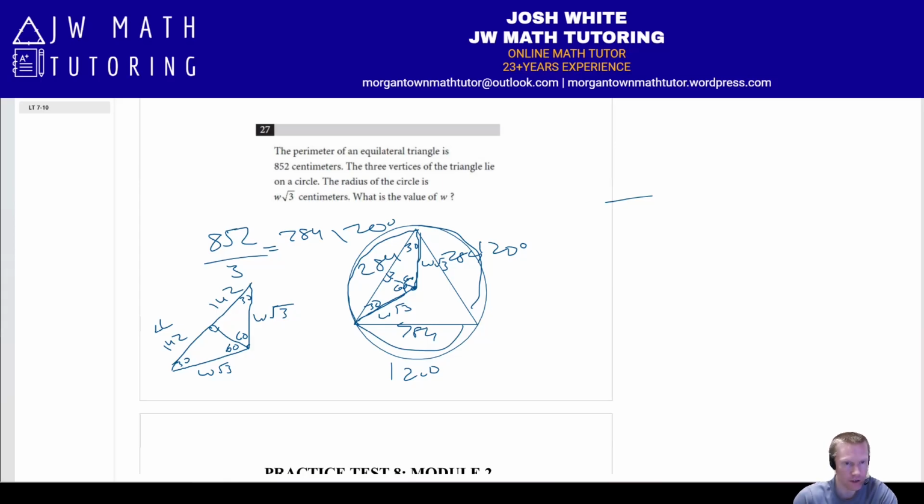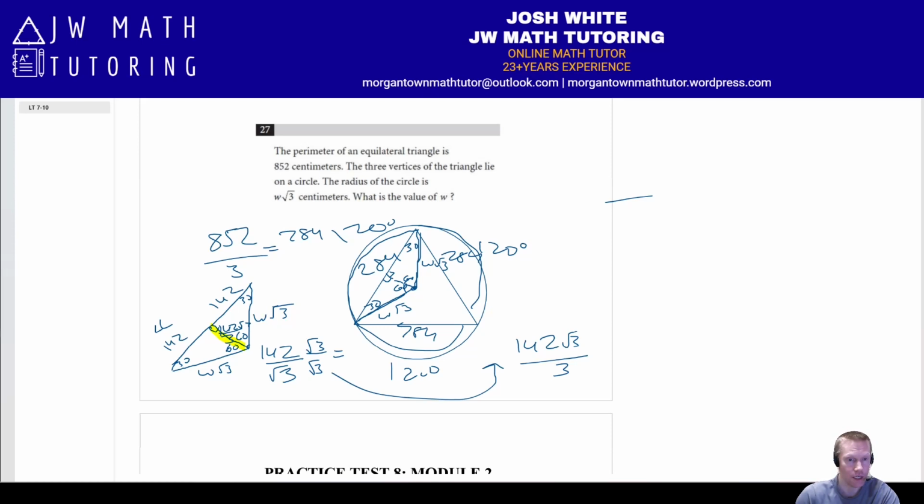Therefore, to get the side across from the 30, which is the short leg, this right here, we will take this 142 and divide it by root 3, because that's how you go from long leg to short leg. When we do that, you multiply by root 3 in order to simplify the radical, and you get 142 root 3 over 3. So this yellow side right here is 142 root 3 over 3. That's the side across from the 30-degree angle.